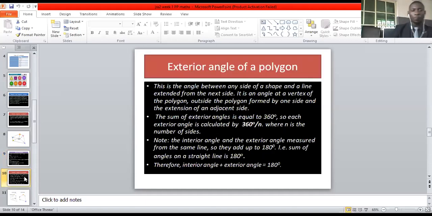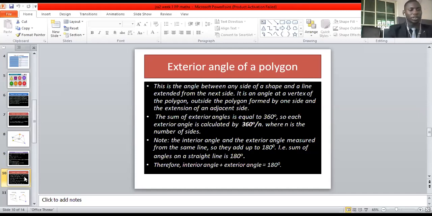Exterior angle of a polygon. This is like the opposite of interior. When you say inside, the opposite of inside is outside. So these are the angles outside of a polygon. From the definition, this is the angle between any side of a shape and a line extended from the next side. It is an angle at a vertex. We all know what a vertex is, the endpoint of a polygon. It is outside the polygon, formed by one side and the extension of an adjacent side.